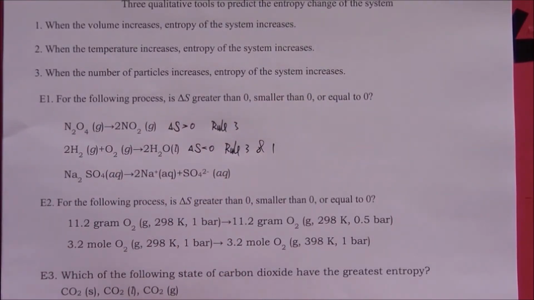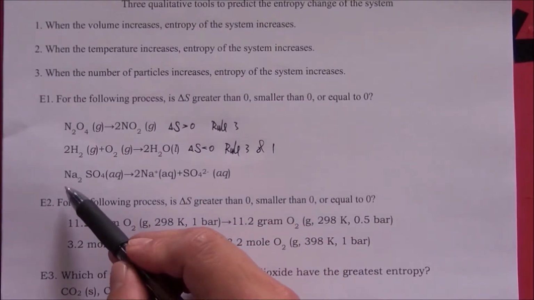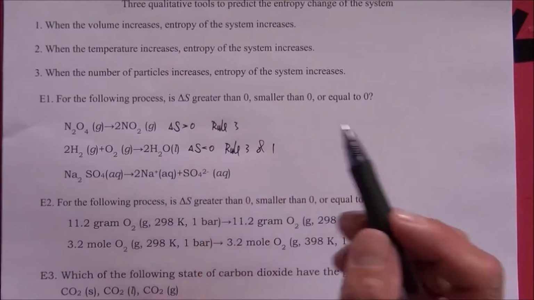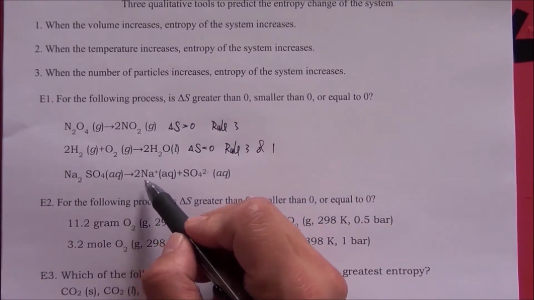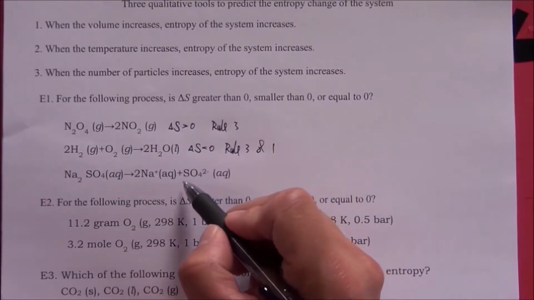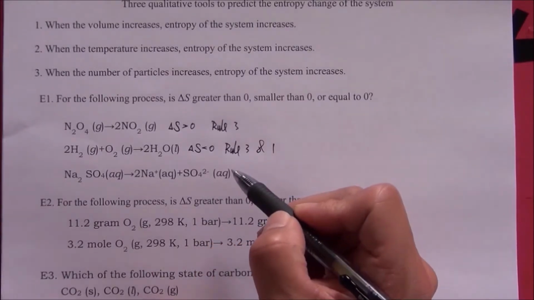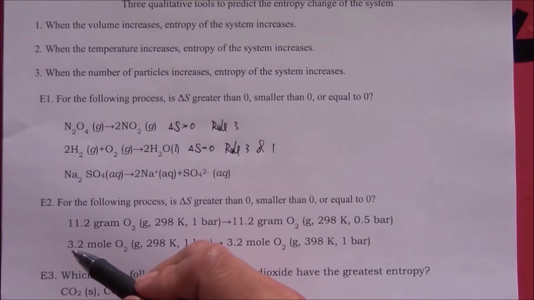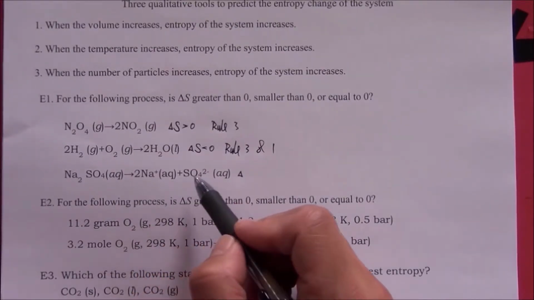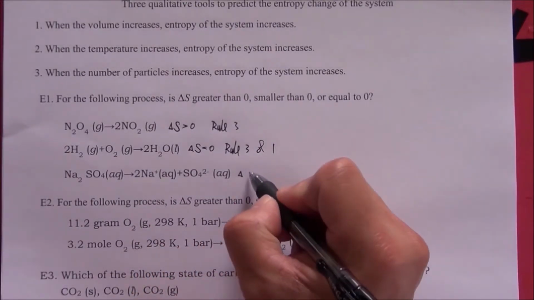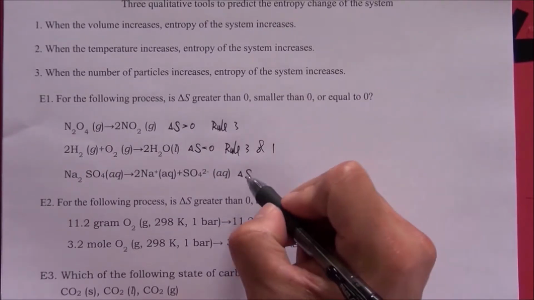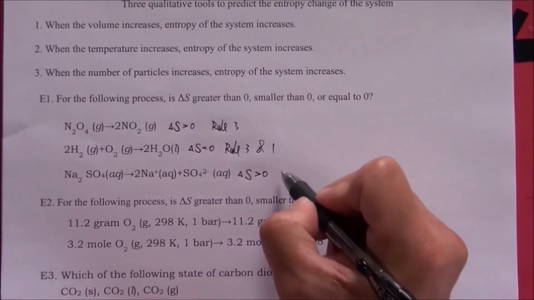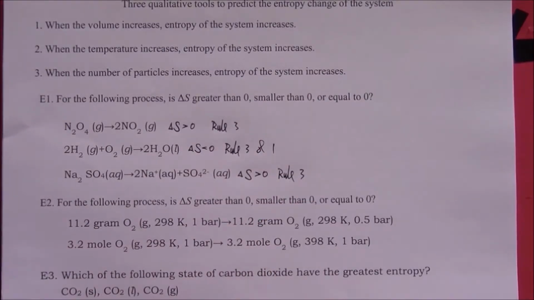Let's look at the third example. We have 1 mole of reactant. It produces 2 moles of cations and 1 mole of anions. According to rule number 3, the number of particles increases, so the entropy should increase. The entropy change should be greater than 0. Let's look at another problem.